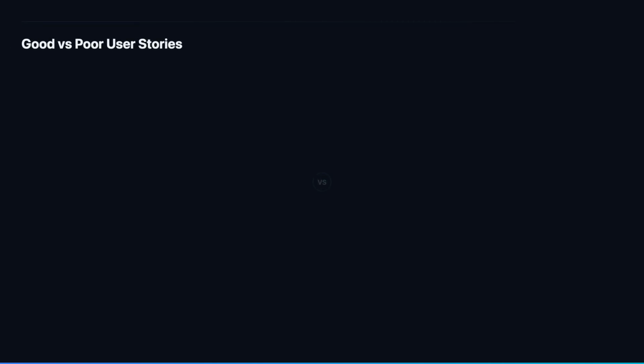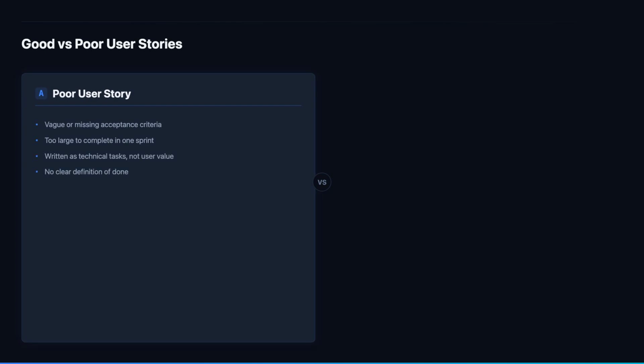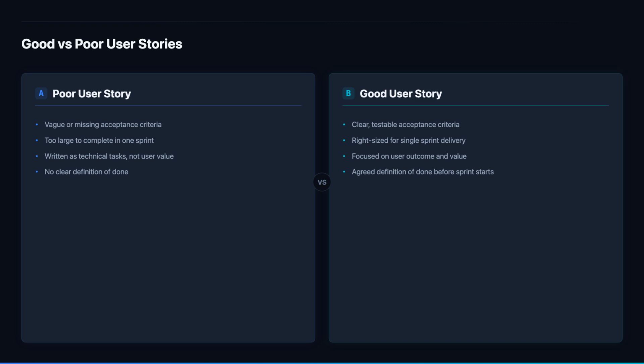The difference between a good and poor user story often determines whether development goes smoothly or stalls with confusion. Poor stories lead to misunderstandings, rework, and frustrated developers who are unsure what to build. Good stories align the entire team around a shared understanding and enable confident, efficient delivery.